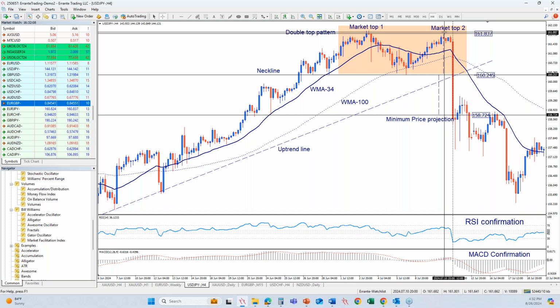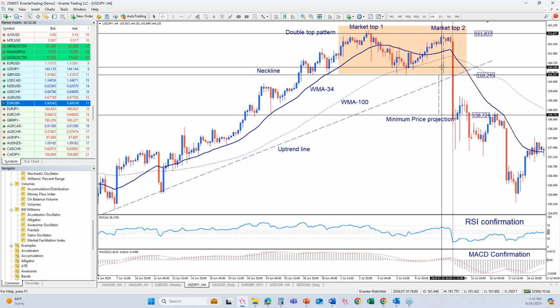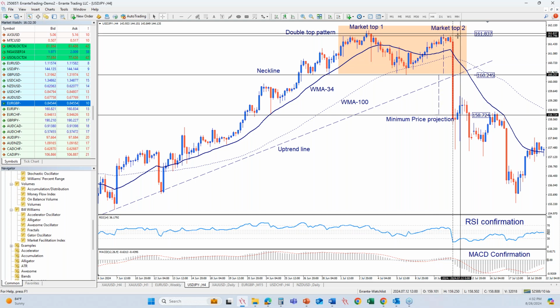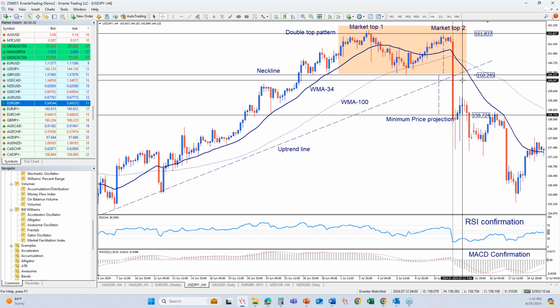Now the double top pattern is confirmed when the price breaks below the neckline. As shown in the chart, this is a critical signal that indicates the reversal from an uptrend to a downtrend. In this case, the price breaks below the neckline with a strong bearish candle, which is typically a good sign of increased selling pressure in the market.